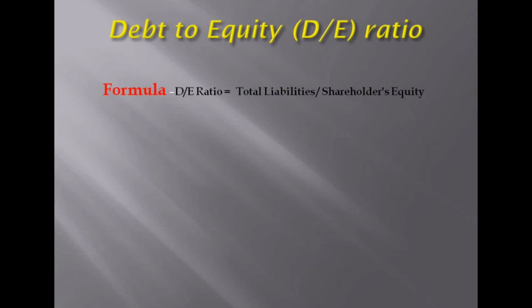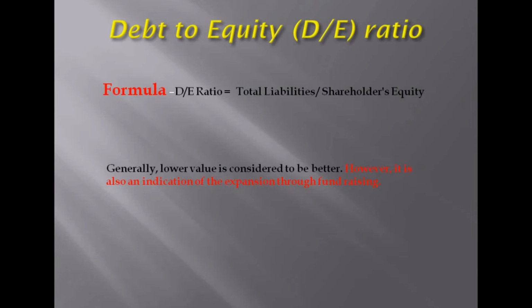So what does it interpret? If the D/E ratio is high, that means it is high risk, because the company generally needs more borrowing of capital to run its operations. So that means the company lacks in finance.